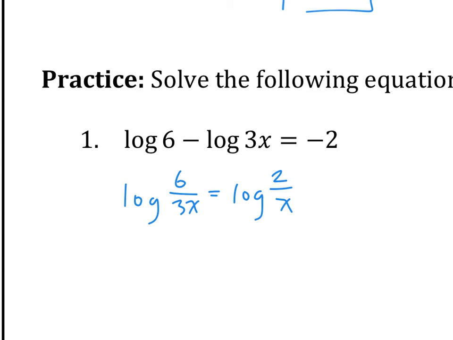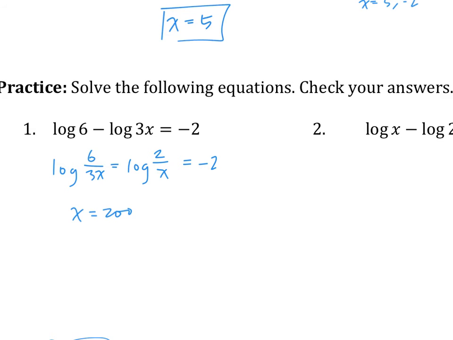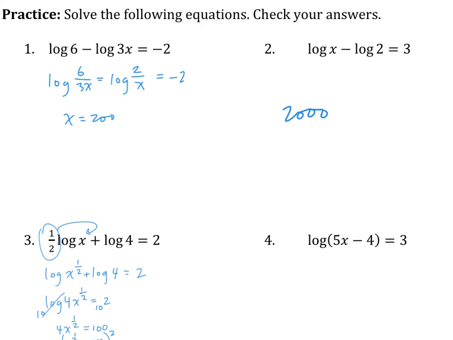A lot of you just put 2x. That's not right. So don't do it too fast in your head. You're going to have a tendency to make mistakes. Please be careful. Okay, number 1, x equals 200. Okay, number 2 is 2,000. And then number 4 is 200.8 or 1,004 over 5. Okay, let me give you a little harder one.